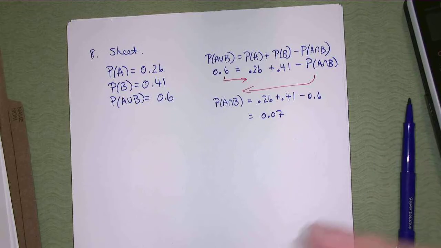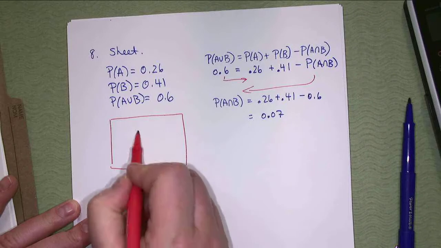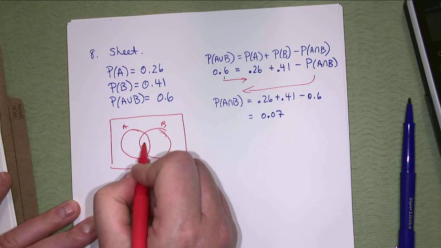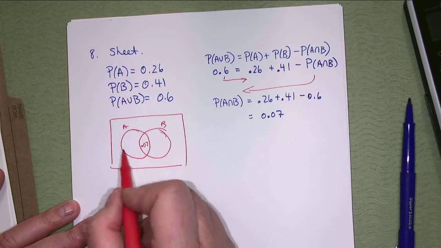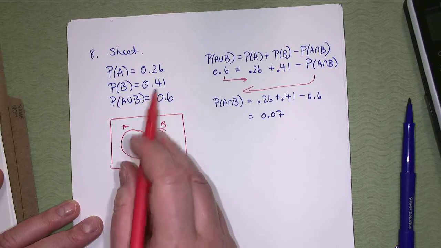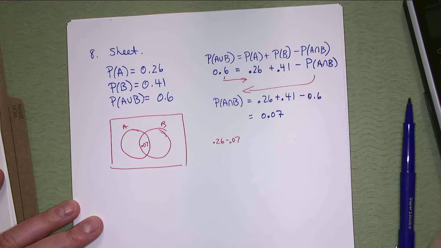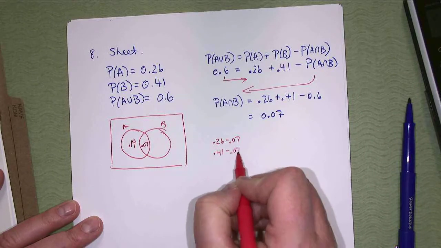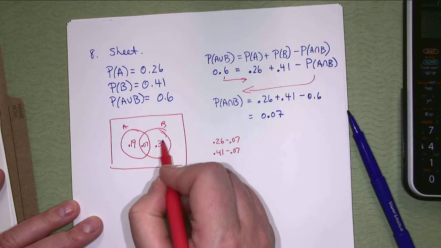We could also find what's not in A and B, because if we drew the Venn diagram for this, here's A and here's B. We now know the center, and then we can work our way out. What's A is 0.26. We've already got 0.07 in there, so we subtract 0.26 minus 0.07 is 0.19, so that circle adds up to 0.26, and then 0.41 minus 0.07 for B is 0.34, and then what goes out here?